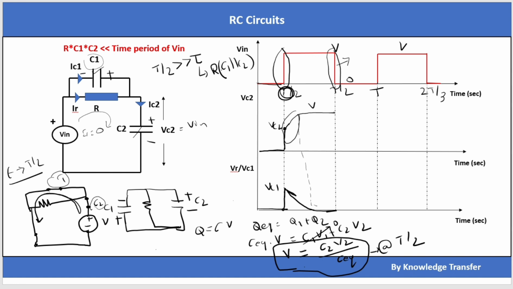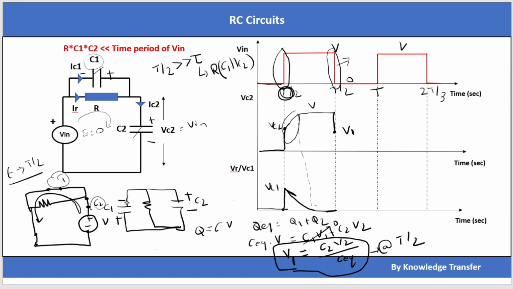So suddenly the voltage here became V1. Let's assume this is V1. It went to V1. In the same way, you can say here VC1 has a negative voltage.